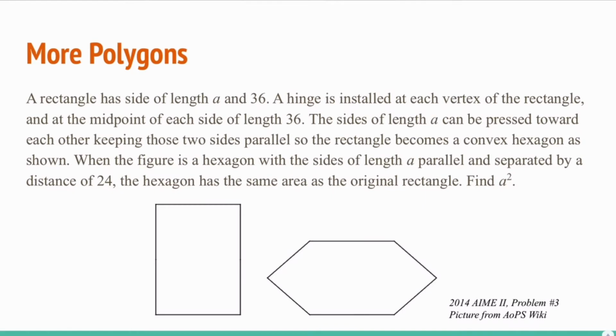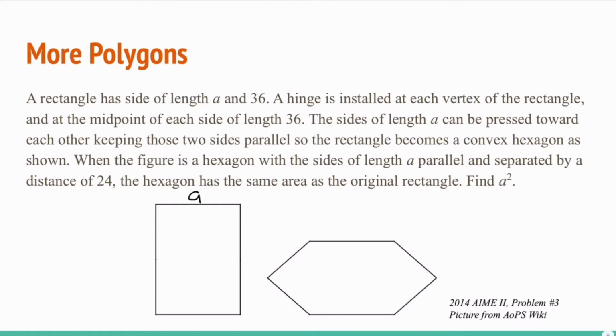When the figure is a hexagon with the sides of length a parallel and separated by a distance of 24, the hexagon has the same area as the original rectangle. Find a squared. So let's fill in the information.